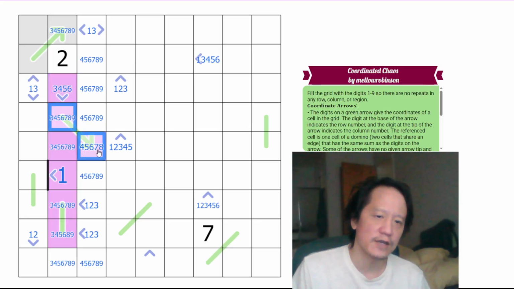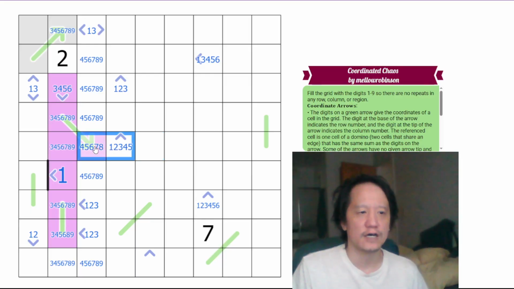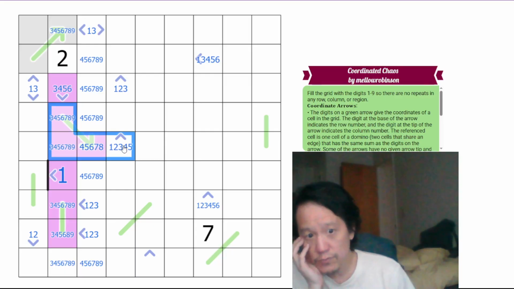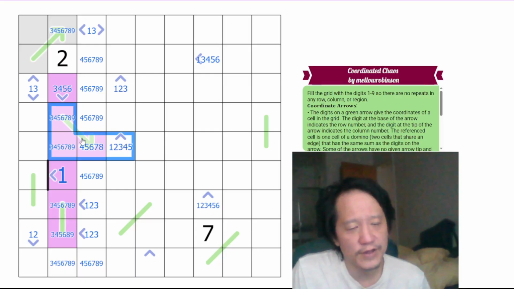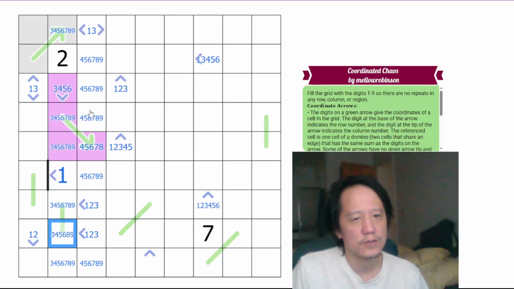This is definitely in columns 4 through 8. And that's problematic because the only one that fits with just one cell would be going this way, right? And this, so this would be 5, 4, but then this can never be 5 because it's in the same region. So that doesn't work. So this can never be the same region, which means this is 3 or 4 at most.